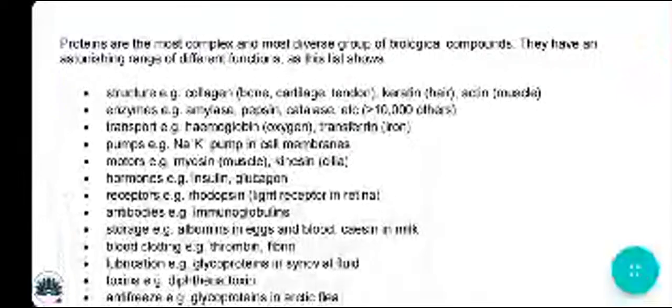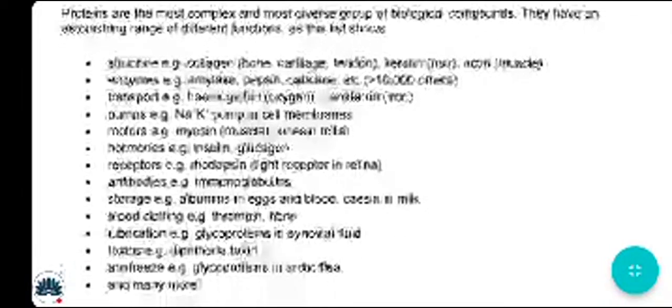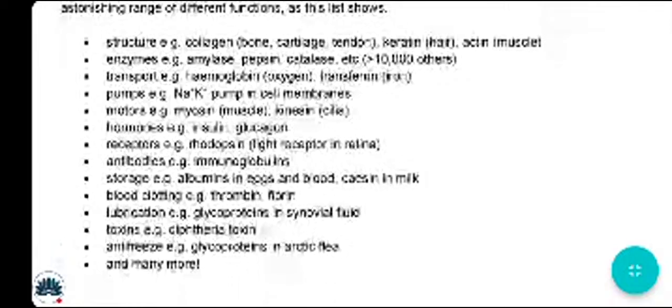So, proteins are the most complex and most diverse group of biological compounds. They have an astonishing range of different functions as listed below, and you can just pause the video and have a quick review on that. Structure, enzyme, transport, pumps. Okay, this we have discussed in chapter number 4. Motor, hormone, receptor, antibody, storage, blood clotting such as fibrin and thrombin, lubrication, toxins, antifreeze, and many more.